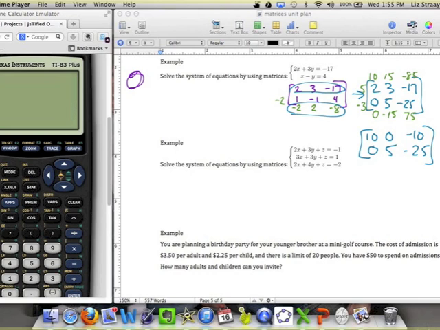Now if I divide the top row so that I have a 1 here, I would divide by 10, and that would give me -1. And I want to divide the bottom row by 5, so I get a 1 there, and that gives me -5. And that gives us exactly the same solution as before. The solution is these last two numbers over here.